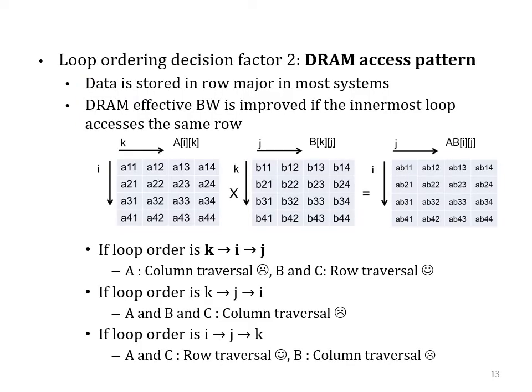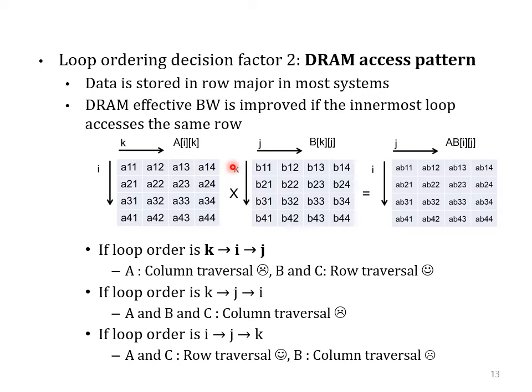Okay. Just one more thing before we see the actual HLS code. The second decision factor you should consider before deciding on the loop ordering is the DRAM access pattern. The data is stored in row major in most computer systems. Row major means that in the DRAM, A11 is stored next to A12, but not A21. Okay, so this way would be the column major, and the data is usually not stored this way.